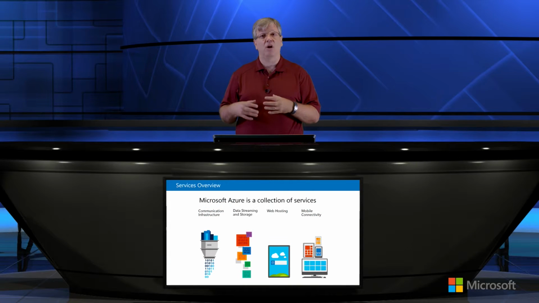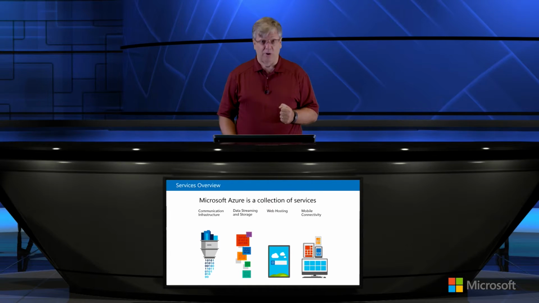We'll look at a number of these different platform services as well as a number of infrastructure services. Again, we're not really going to look at software as a service so much in this course. That would be more like Office 365, etc., which would be, of course, another course.